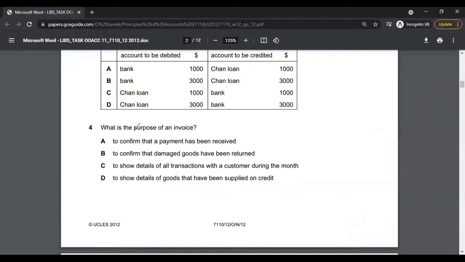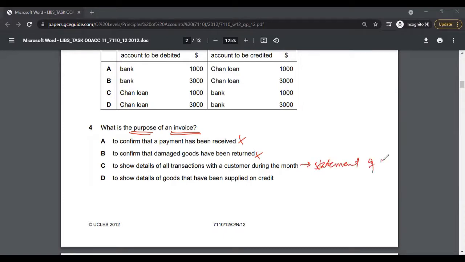Multiple choice 4. The purpose of an invoice. Option A, to confirm that a payment has been received. No, that's a bank receipt. Option B, to confirm that damaged goods have been returned. No, we do not issue an invoice for damaged goods. Option C, to show details of all transactions with a customer during the month. This is the definition of a statement of account.